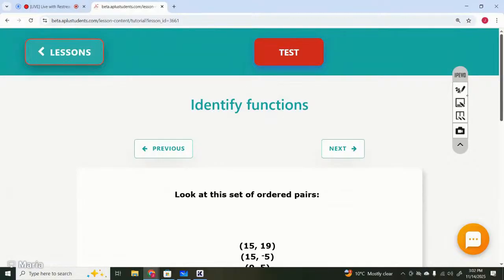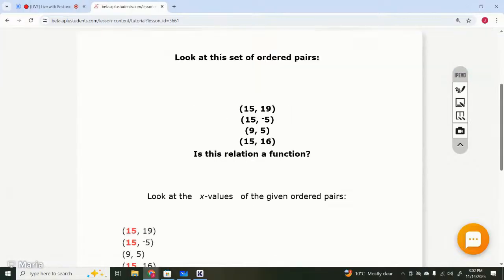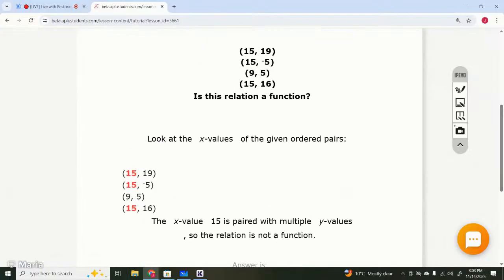Look at the set of ordered pairs 15, 19, 15, negative 5, 9, 5 and 15, 6. Is this relation a function? So look at the x values. We have 15 three times in the x values that maps to different values of y, right? The same value of x cannot be mapped to multiple values of y. So this relation is not a function.